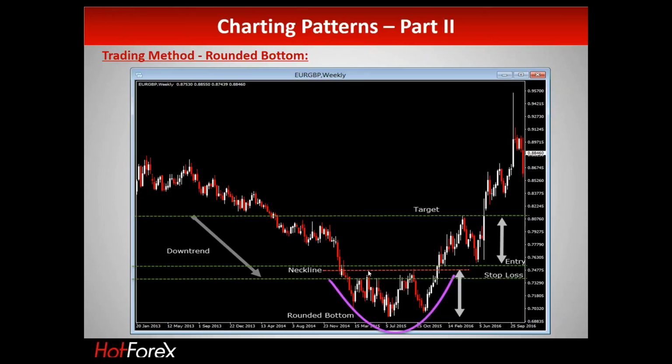I saw that the pair didn't manage to hit that resistance level over here. It was hit once, twice, but it didn't manage to break it. So I set this resistance level as my neckline. Once I saw that it was broken, I started to believe that it was going to be a rounded bottom. So I was waiting for the second candle to confirm this rounded bottom.